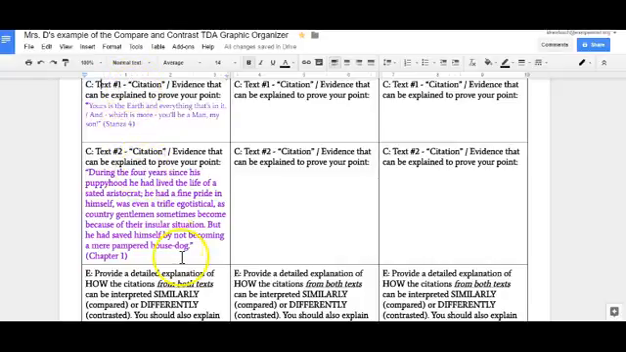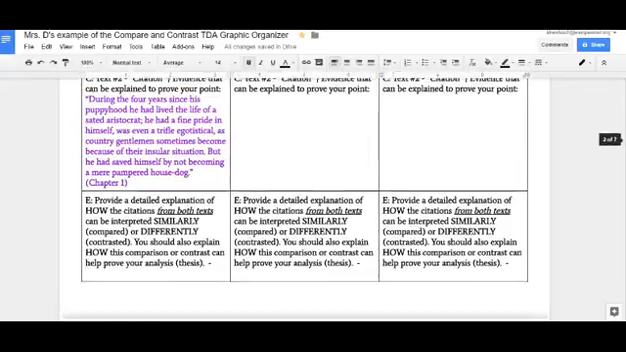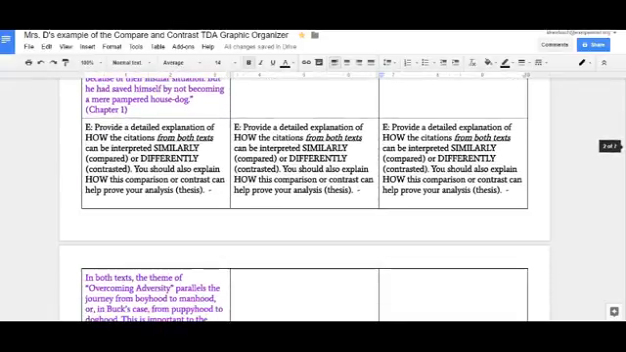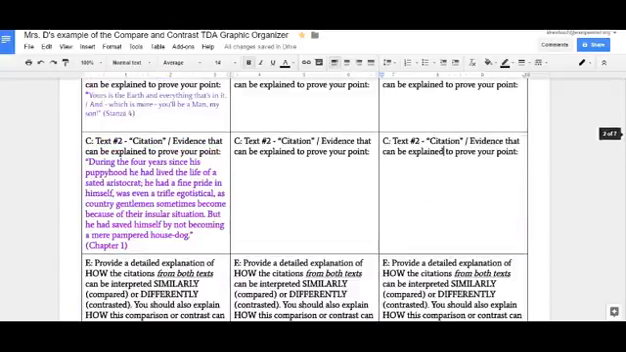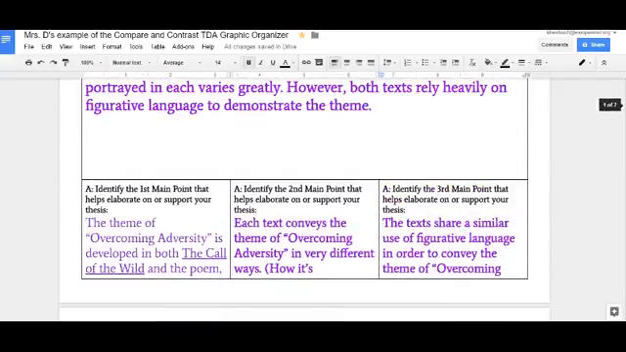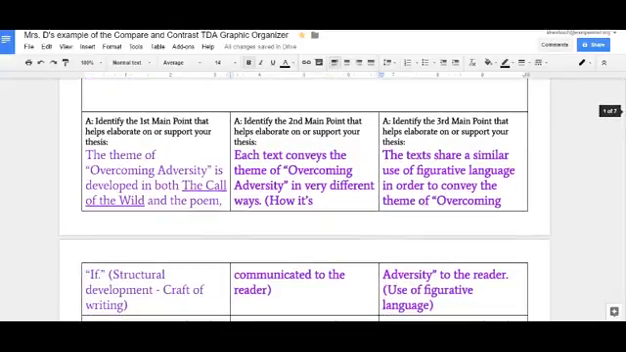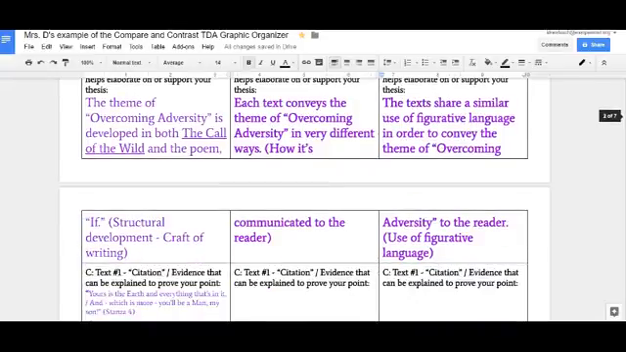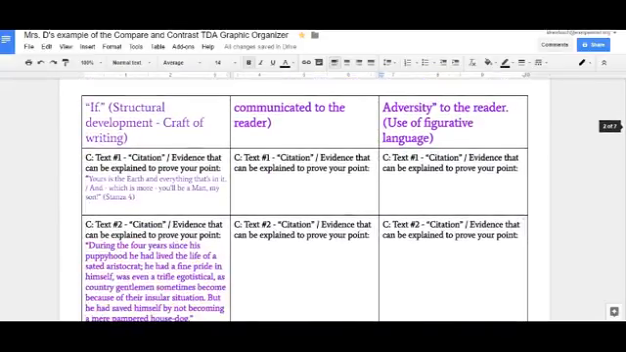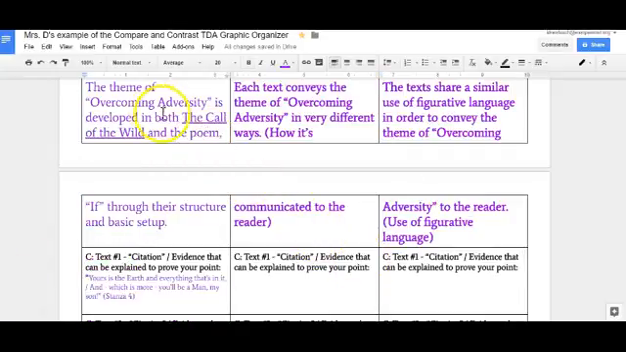I chose the novel to always be my text 2. So for my next citations, I'm going to have poem, poem, novel, novel. That's just to help be consistent. Now I want you to pay close attention to the E that I have here. Remember I said that my first paragraph was going to show the structural development. So I'm starting by looking at the author's craft, really. So I went back and I changed this just a little.